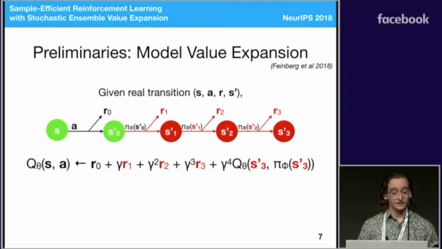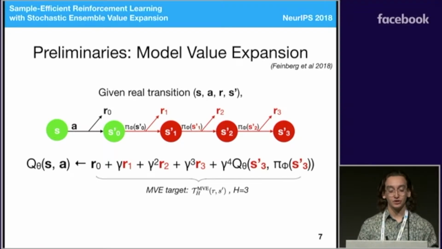So the idea of how that works is, starting from the next state, S prime, shown here in green, we use our policy to predict actions, and then use our dynamics model to predict rewards and future states, essentially rolling out our model into the future. This gives rise to a new target, which is simply an n-step Q-learning target on our rollout. We refer to this as the NVE target, which is subscripted by some rollout horizon h, corresponding to the number of steps of rollout. In this case, we have h equals 3.